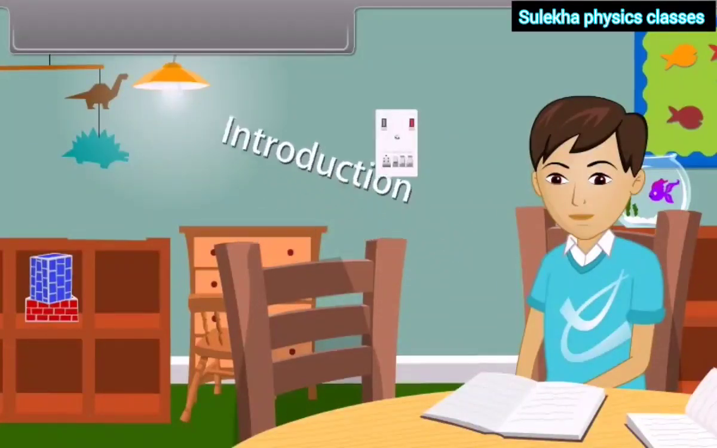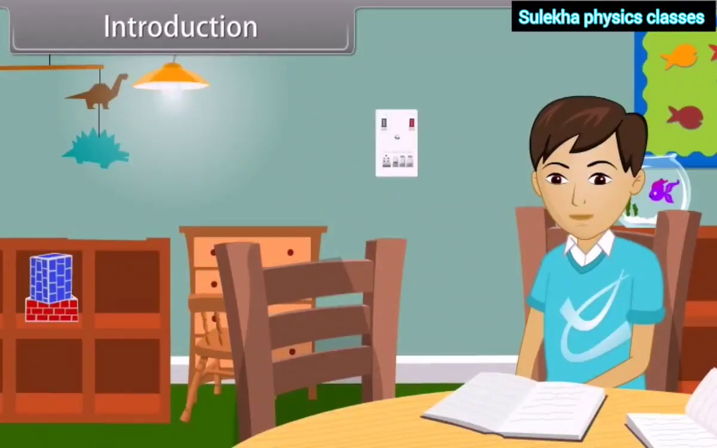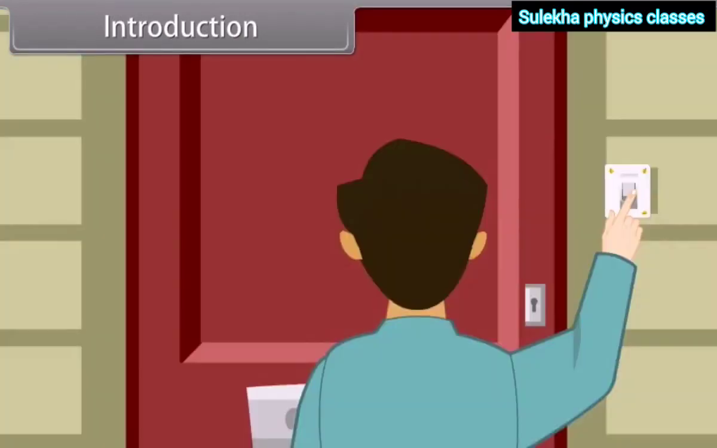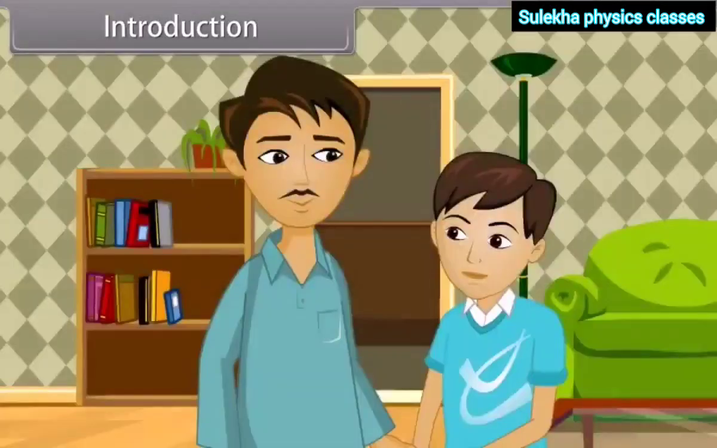Introduction. Today, Ravi is alone at home. He is doing his study. Suddenly, the doorbell rings. He opens the door and greets with a smile on seeing his father. Ravi asked his father how the doorbell works.